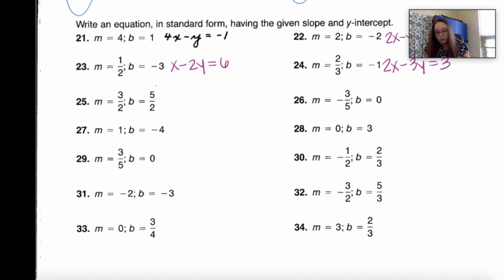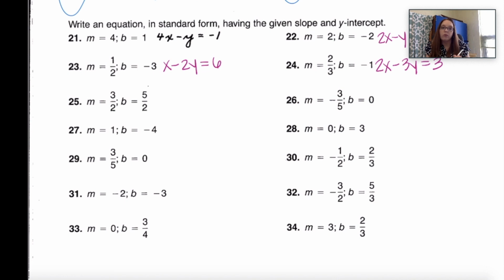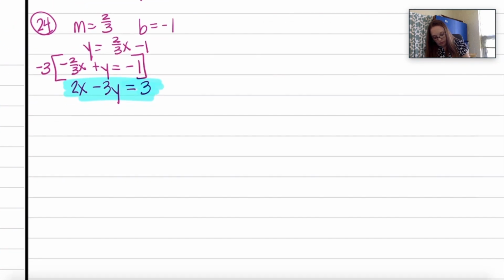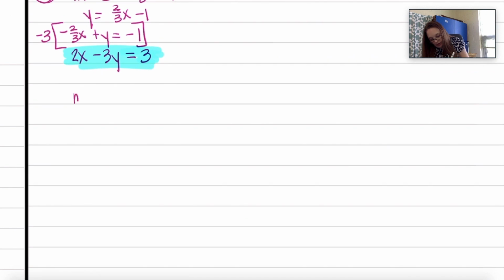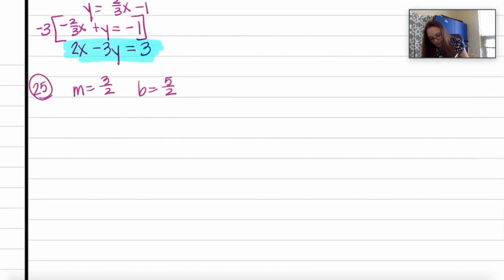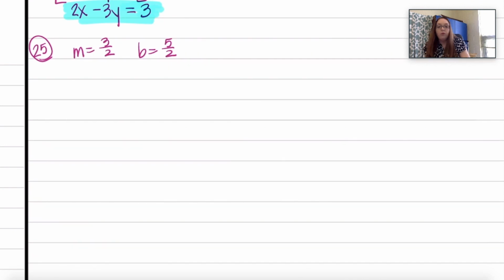Okay, let's do 25, and then you can try the remaining problems on your own. So for 25, my slope is 3/2, my y-intercept is 5/2. Okay, step 1, put it in slope-intercept form. So y equals 3/2 x plus 5/2.